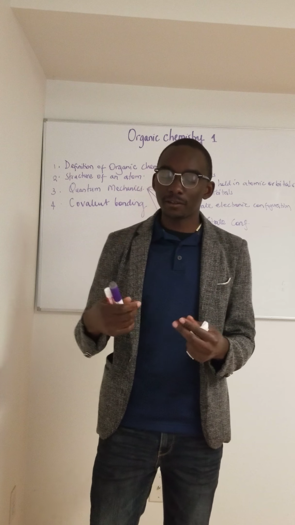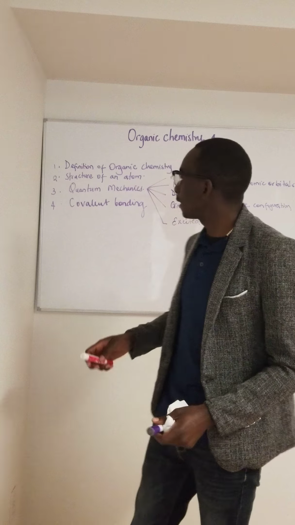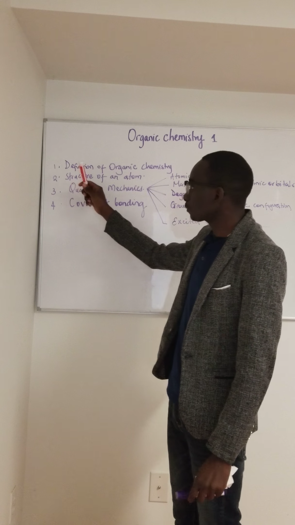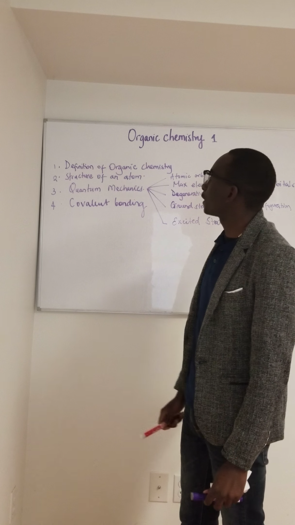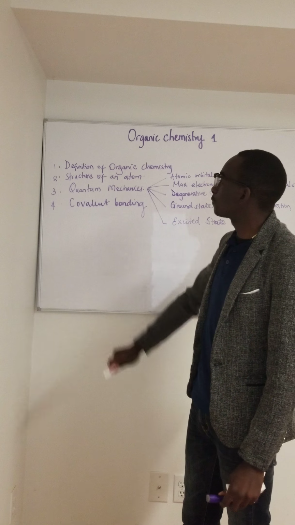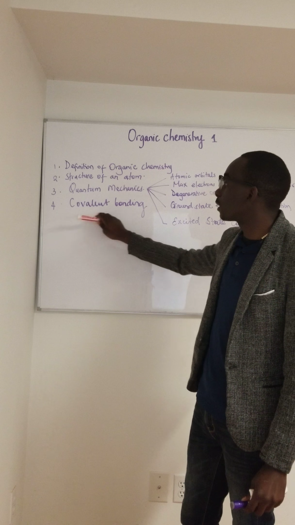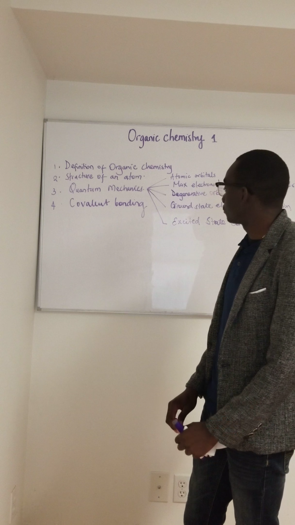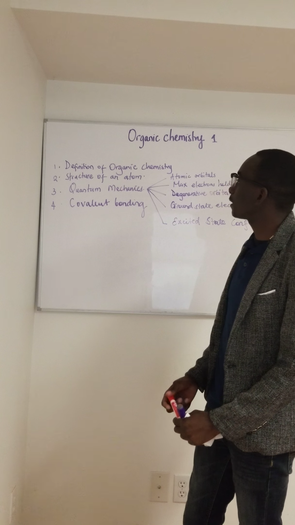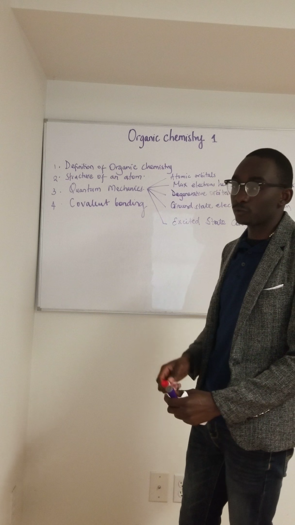So let us jump into our objectives today. The first one, we have the definition of organic chemistry, the structure of an atom, quantum mechanics, and then lastly, if time permits, we shall look at covalent bonding. So therefore, let me begin with the definition of organic chemistry.